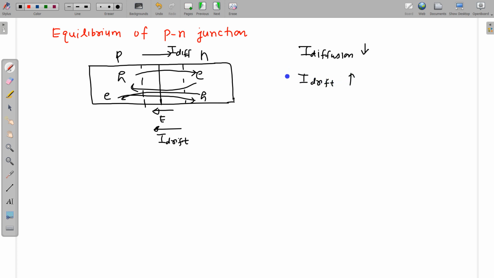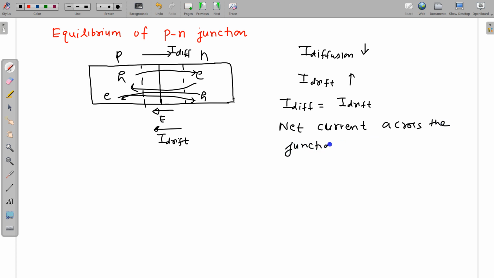A time will come when there is equality between the two. So when these two are equal, diffusion is equal to drift. After this particular time, there is no net amount of charge which is crossing the junction, because from this side and from this side the net charge flow will be 0. So net current will be 0. So there is no net current across the junction. So net current across the junction will be 0 in the equilibrium.